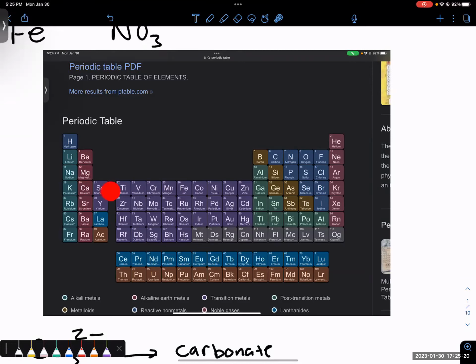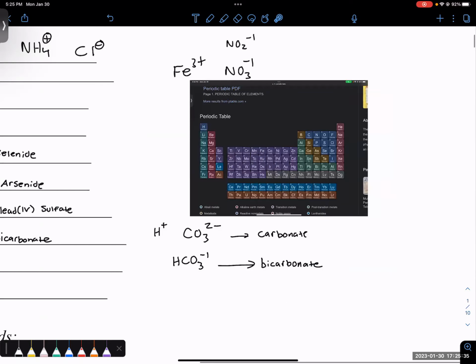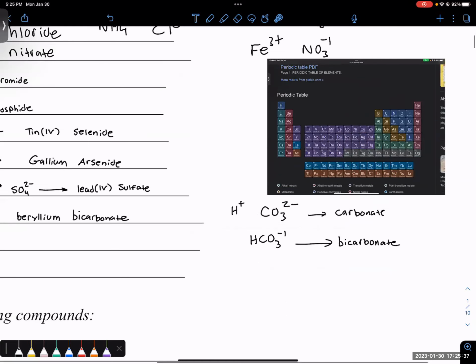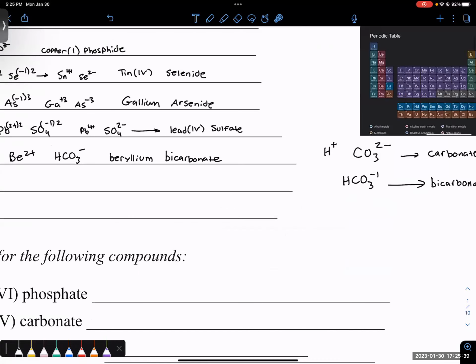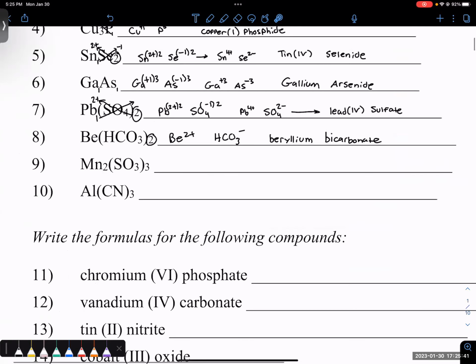We only use Roman numerals for things that can have multiple charges. So those are our transition metals, probably some of these metals down here, and some of our post-transition metals that we deal with. Does that answer your question? Cool. Yep.